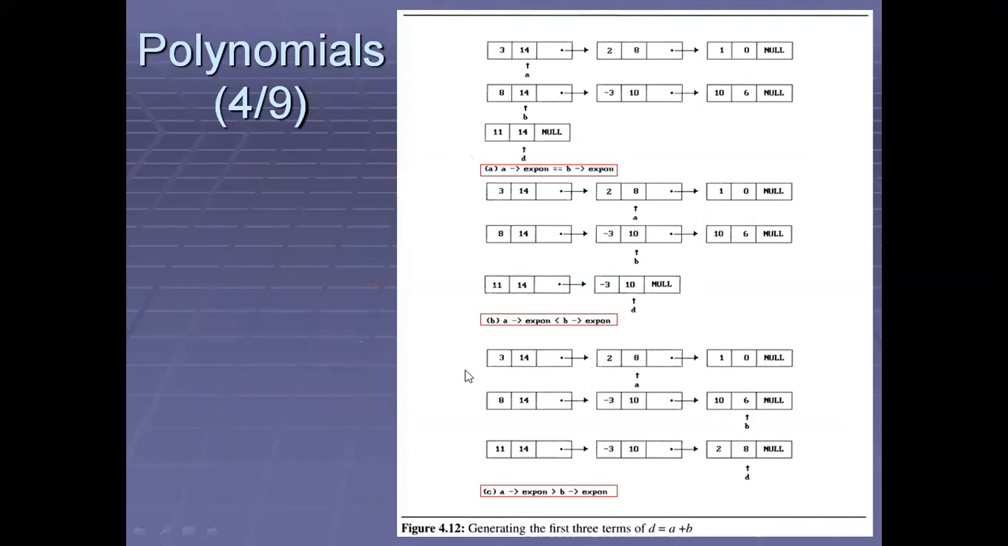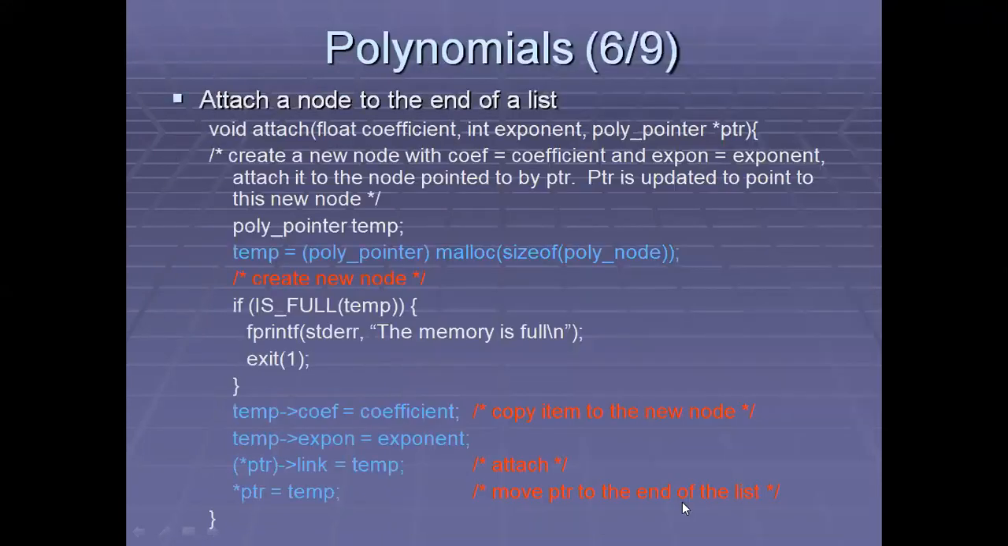Third part is nothing but a resultant linked list. So you can see temp is equal to poly pointer malloc size of polynode. So you can see that. If temp is full, printf the memory is full.